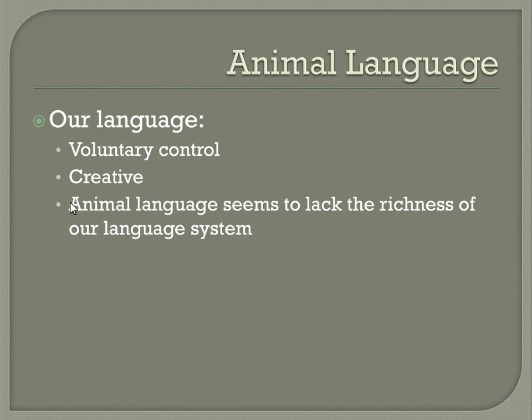So we have a voluntary control, and that includes all of those grammar rules about repetitiveness or recursion, I think from the last chapter, and we use it creatively. I would argue creativeness is like the number one thing that people get stuck on as the reason why animals don't have language like we do.